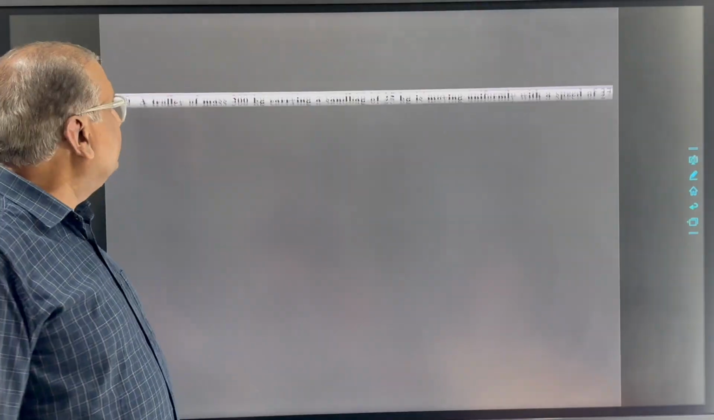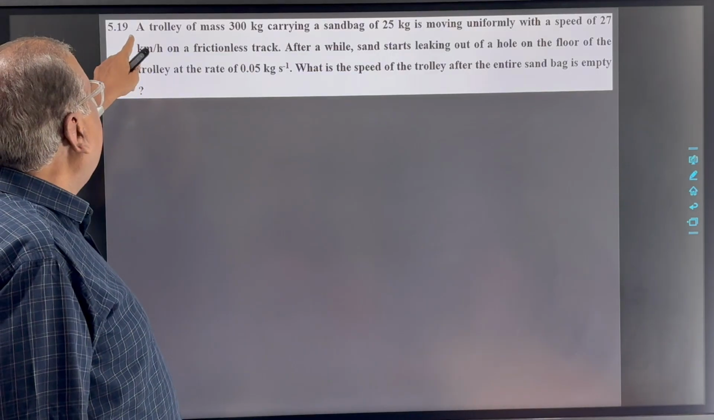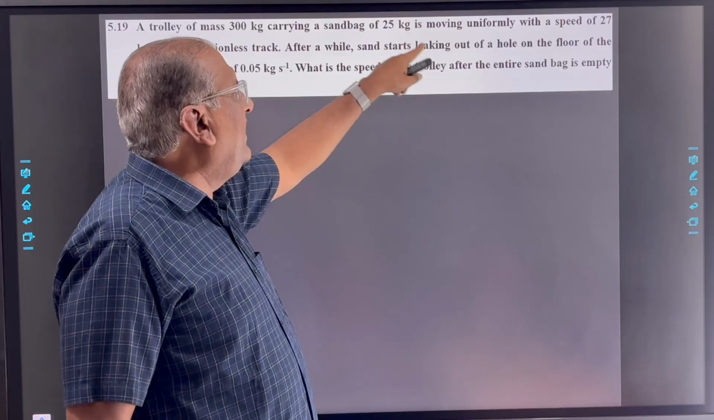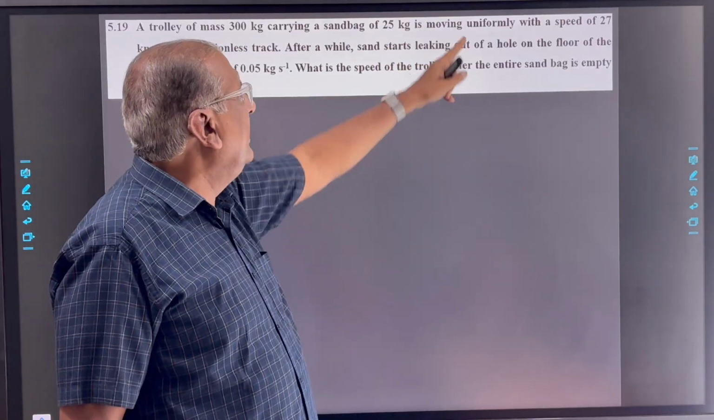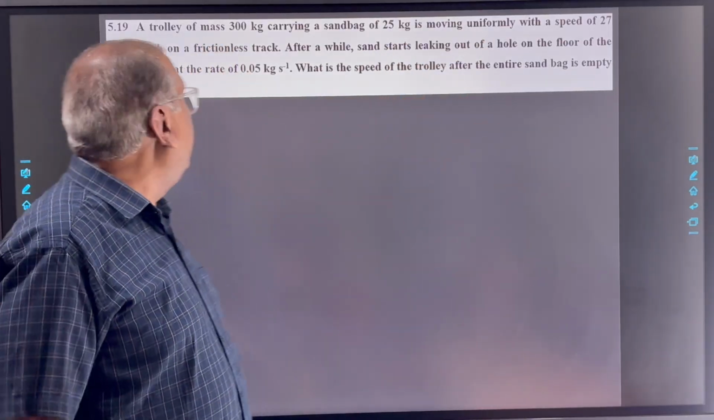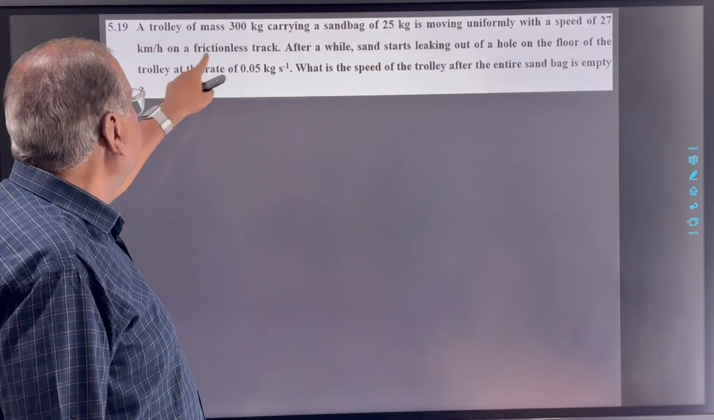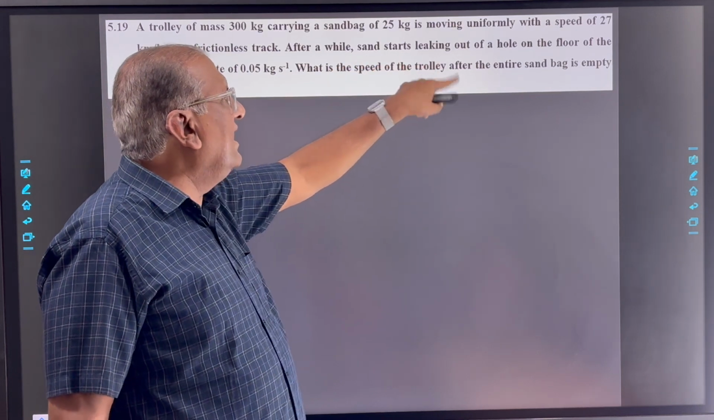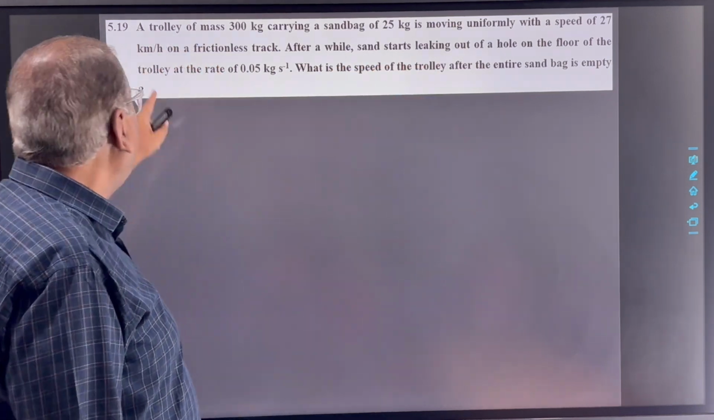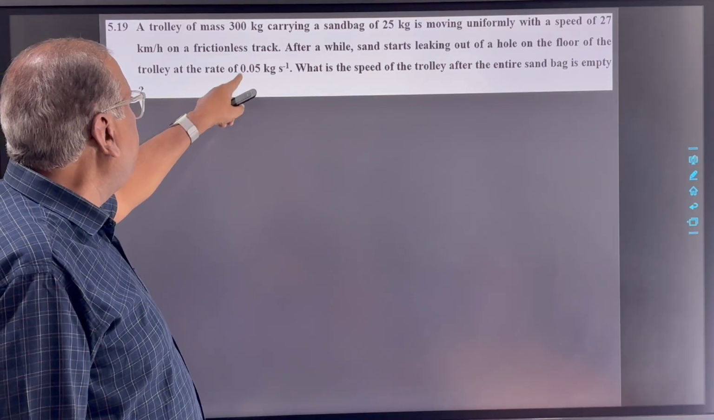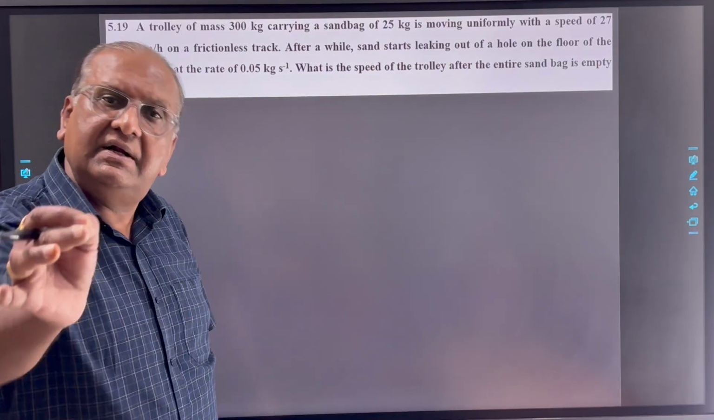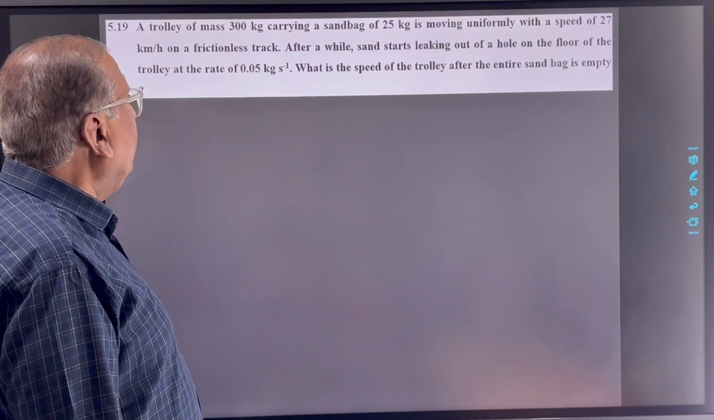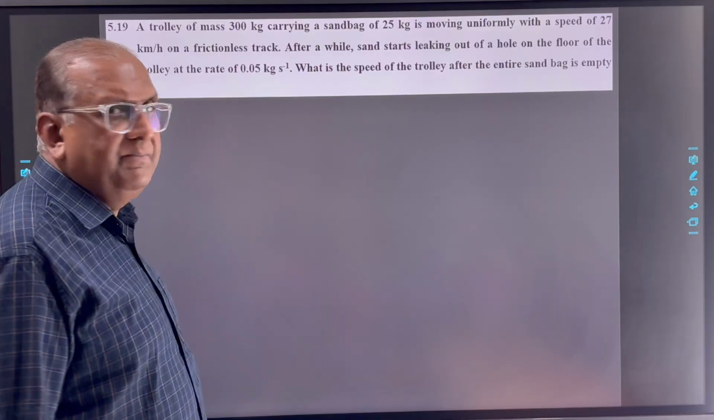Clear? Now exercise 5.19. A trolley of mass 300 kg carrying a sandbag of 25 kg is moving uniformly with a speed of 27 km per hour on a frictionless track. After a while, sand starts leaking out of the hole on the floor of the trolley at the rate of 0.05 kg per second. What is the speed of the trolley after the entire sandbag is empty?